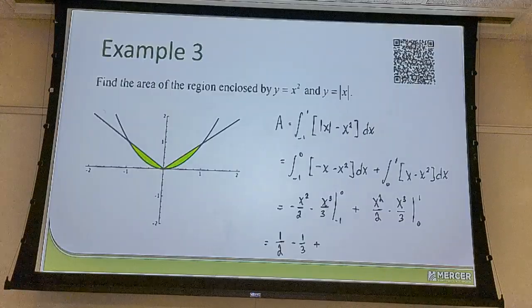What's 1 squared? 0 squared, 0. 1 minus 0 times a half. 1 cubed, 0 cubed. 1 minus 0 is 1, times negative a third.